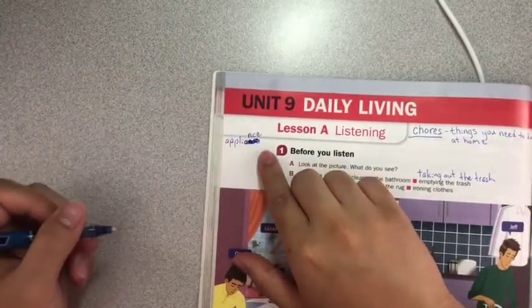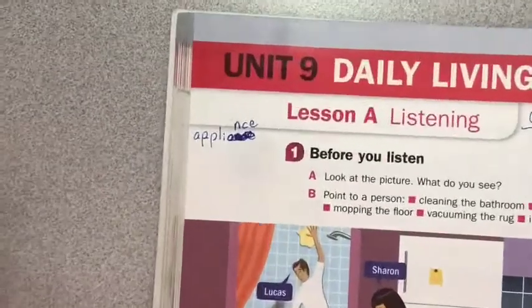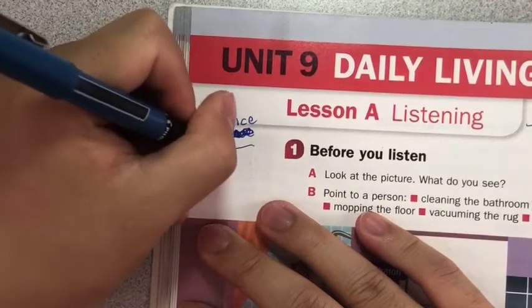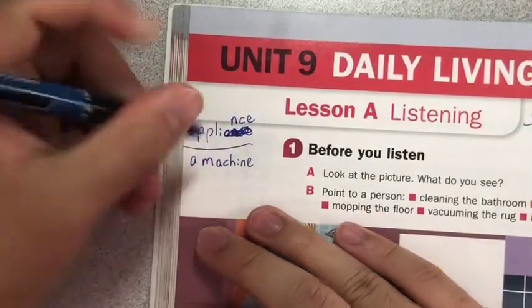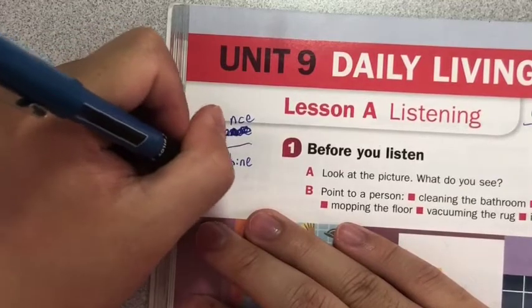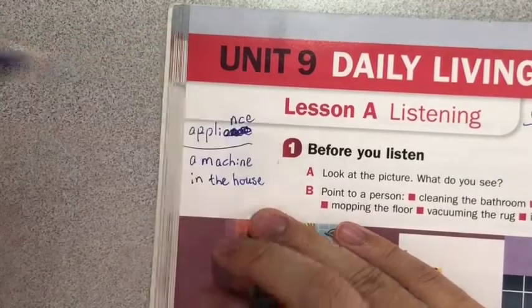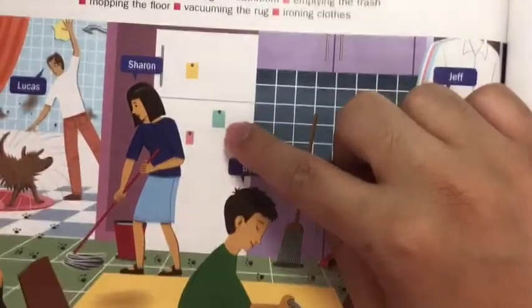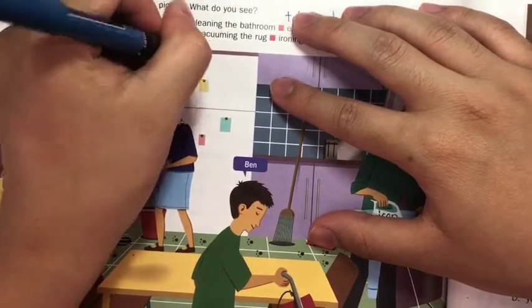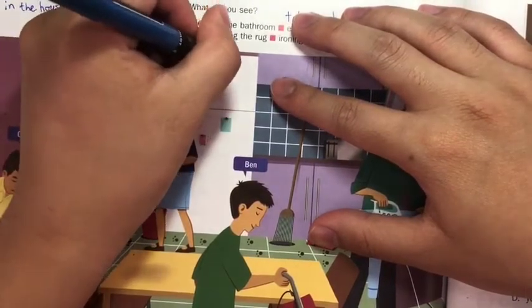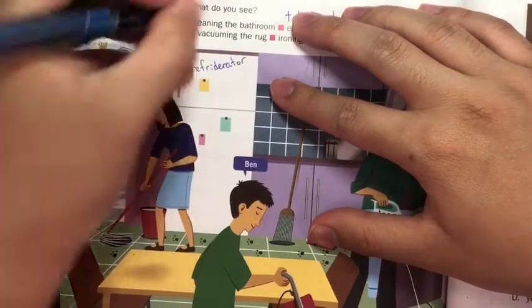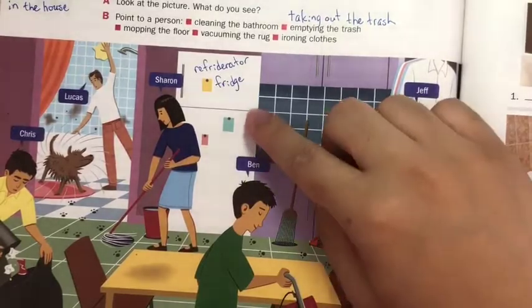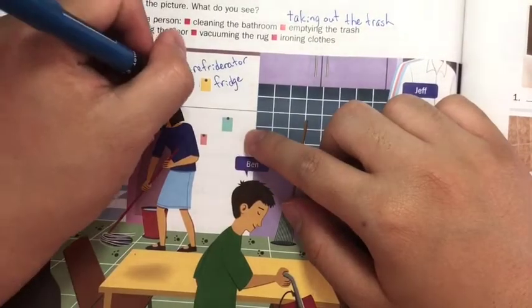Appliance. An appliance is a machine in the house. The fridge, the refrigerator, or the fridge is an appliance. Oh, and this is the freezer.